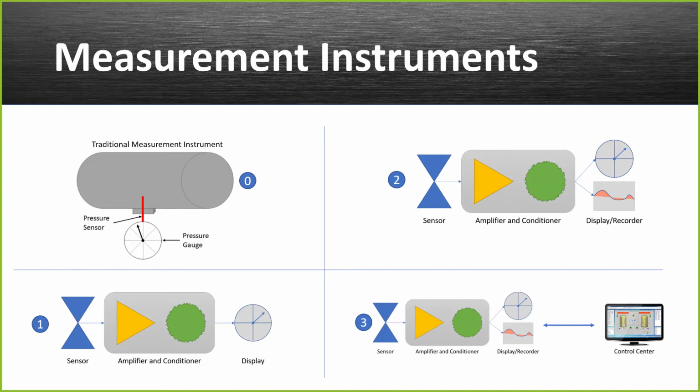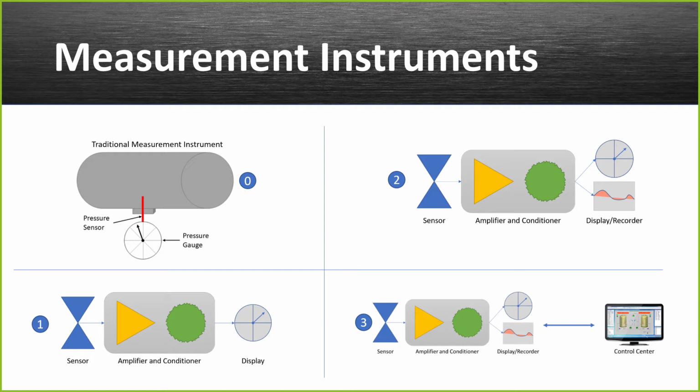Then the next step was to say, well, let's take that sensor and let's put its data through an amplifier and a conditioner and give us a display. So the amplifier and conditioner introduced a digital component, giving us greater granularity, greater accuracy in the actual measurement. But still, we generally went up to the display to look at it, whatever the display was.